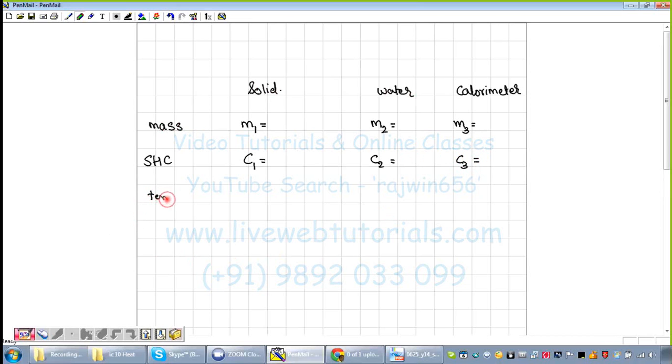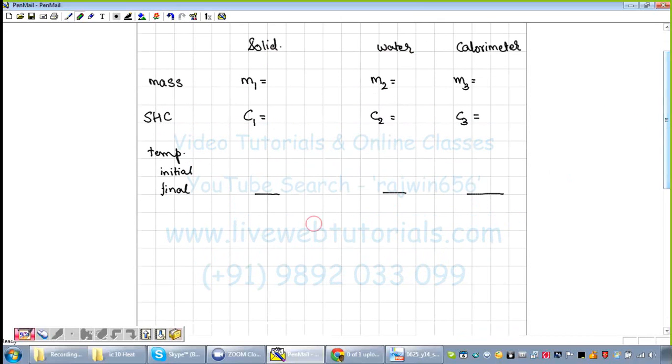Now in temperature column I'm going to make three parts over here. One is the initial temperature, then we are going to have the final temperature. Remember, all the three final temperatures will be same, correct? Because after you mix them, the final temperature is going to become one and the same for all three of them. And then we are going to have the difference, that is delta T1 or simply T1, delta T2 or T2, and delta T3 or T3.